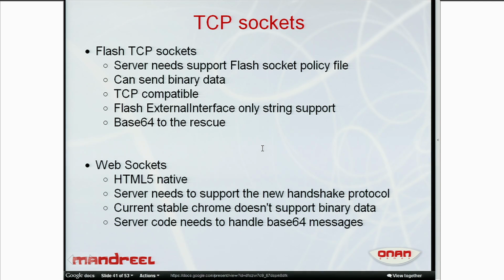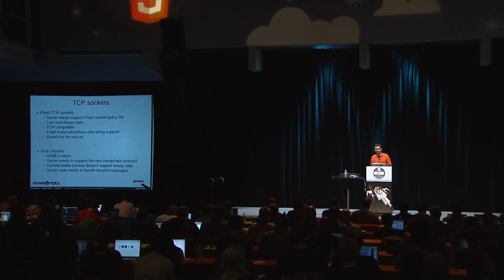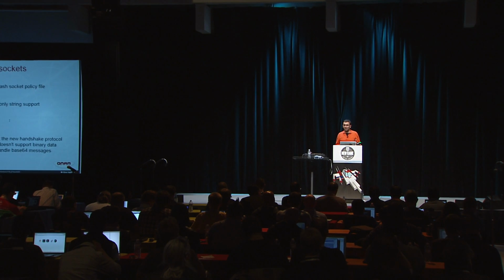So WebSockets is the native solution. It works natively on HTML5. But you need to change your server code. You need to support the new handshake protocol for WebSockets. And you cannot send binary data right now. I mean, they will fix it. I don't know, maybe Chrome 16, but I don't know which version. Right now you cannot send binary data. So what does it mean? That your server code has to handle base64 data. So it means more changes. And sometimes your clients don't want to make any changes. So you have to use Flash TCP sockets.